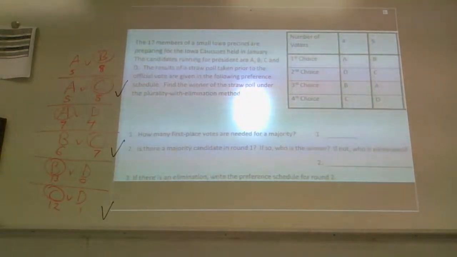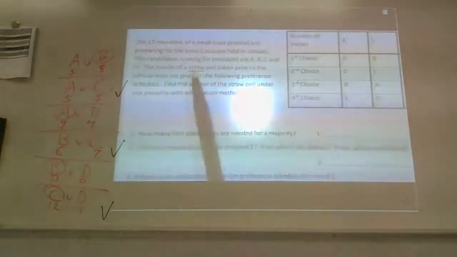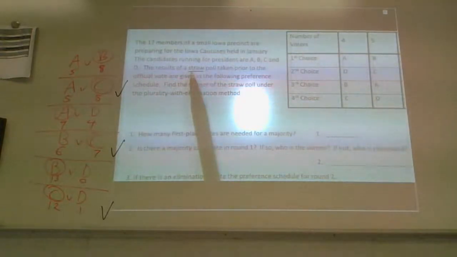17 members of a small Iowa precinct are preparing for the Iowa caucuses held in January. The candidates running for president are A, B, C, and D. The results of a straw poll. Now, a straw poll, just for the sake of argument, I'm going to stop right there. A straw poll is an unofficial vote.